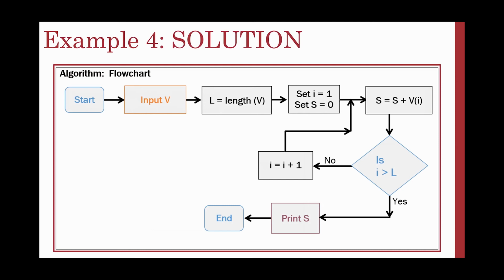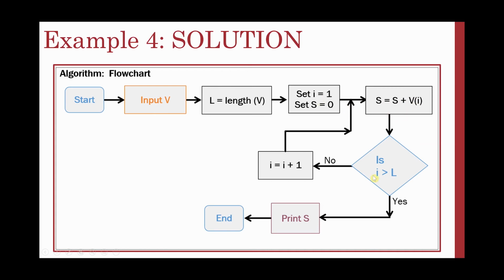How would this look in a visual flowchart where I would input my v? I would calculate the length of my v. I'm going to set my counter to 1, and I'm going to set my sum to 0. So I'm going to pre-create my variables. And then I'm going to say that my sum is equal to my previous sum plus v of i. So I'm going to use my counter as an index.